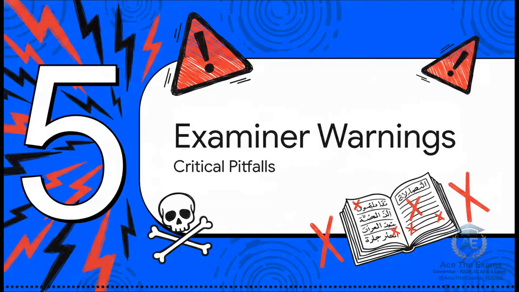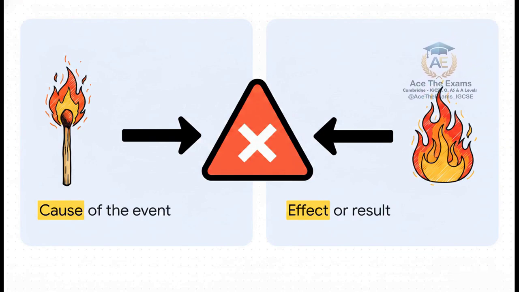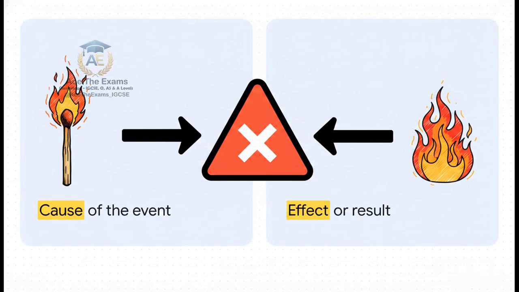Case closed. Finally, Section 5, Examiner Warnings. This is the final verdict phase. We've reached the climax of this explainer, the ultimate what not to do rap sheet, pulled directly from the examiner reports. The #1 crime reported year after year, candidates completely confusing the cause with the effect in their logical arguments.